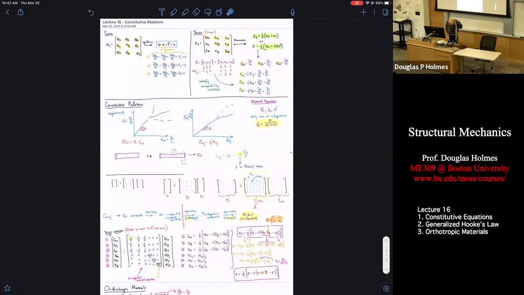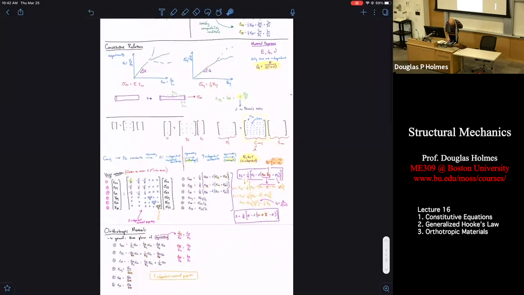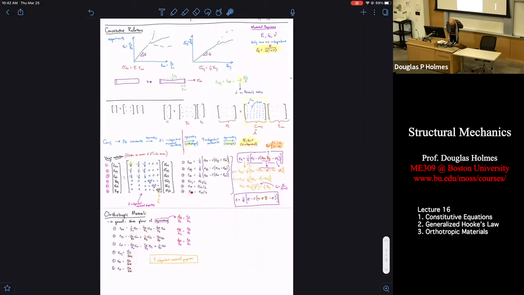And now we understand that there are constitutive relationships that relate stress to strain. Here strain is equal to some stuff times stress. That stuff is your material properties. In the simplest case, you have an isotropic material, you only need a couple. In the next simplest case, you have an orthotropic material, you need some more. And now we can start solving problems. We have stress, we have strain, we have a way to relate stress and strain to them.